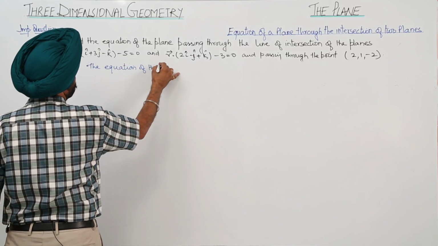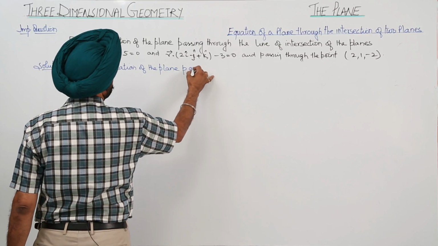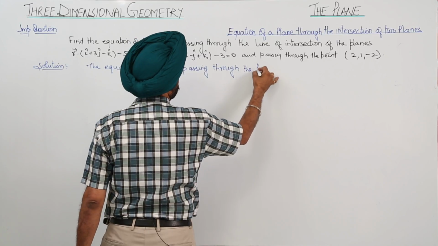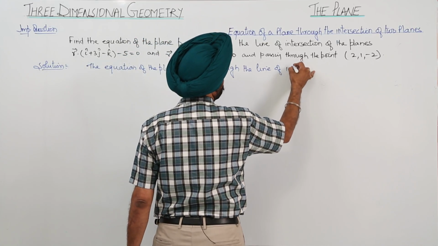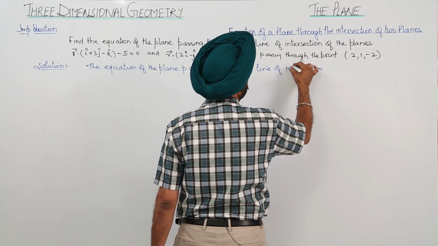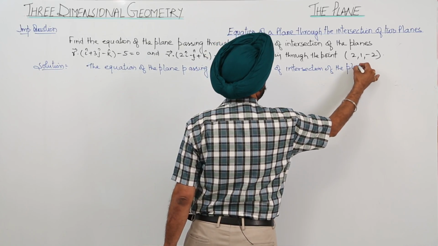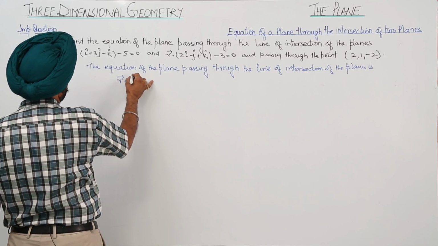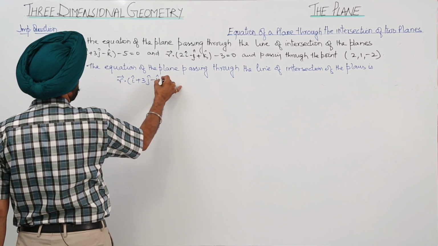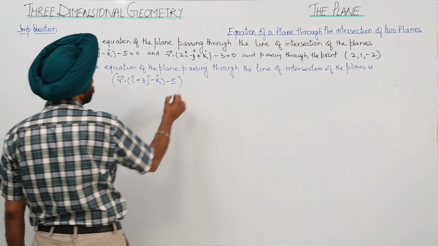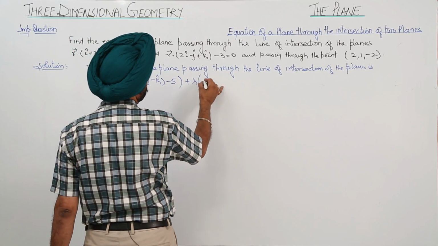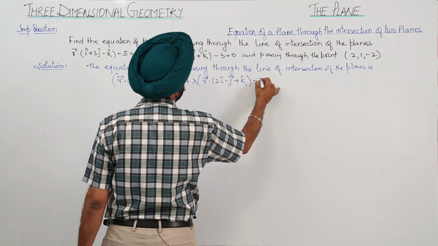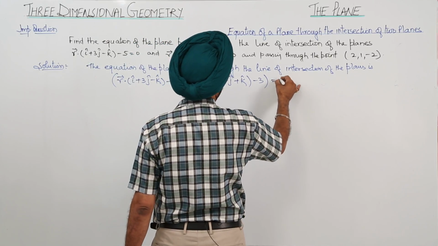the equation of the plane passing through the line of intersection of the planes is vector r dot (i cap plus 3 j cap minus k cap) minus 5, plus lambda with vector r dot (2 i cap minus j cap plus k cap) minus 3 is equal to 0.